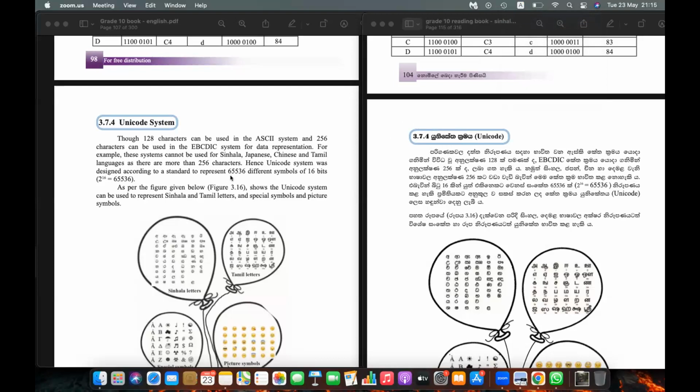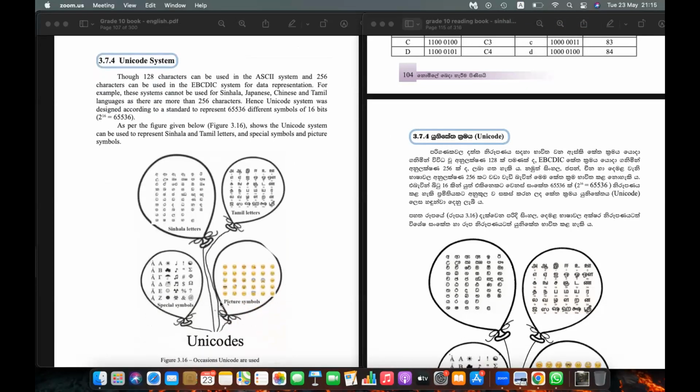16 bit means 65,536 characters. With that, we can write Sinhala, Tamil, Latin, all of those. Picture symbols and many such things are in Unicode too. Now, you can type emojis and all using the keyboard. The reason is this Unicode.